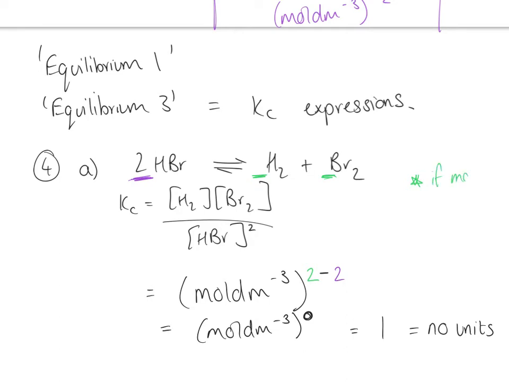So if the moles on the left hand side equals the moles on the right hand side, then Kc will have no units. You still need to write an expression for Kc, but Kc is not going to have any units. So have a go at that equilibrium 3 sheet before you move on to the next section.